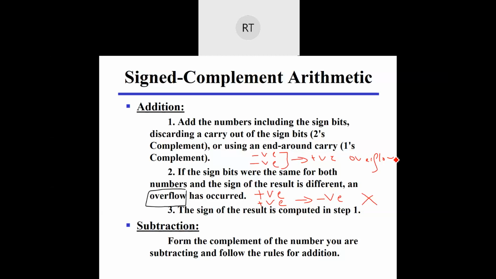Okay? The sign of the result is computed actually in step 1 when you have 2 same signs. But if you have 2 different signs, you have to use 2's complement. I will repeat the idea. If you have 1 positive number, 1 negative number, and you are adding them, you must use 2's complement when adding. Whereas if you have 2 positive numbers or 2 negative numbers, you can use sign magnitude to do it.